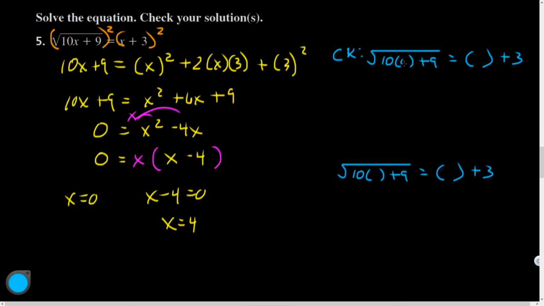Let's see. So I would have plugged in zeros here. I'm checking 0 first. So the square root of, I'm simplifying here, the square root of 9 equals 3? Yeah, that's true. So that means this is a legit solution. Nice. How about for 4?